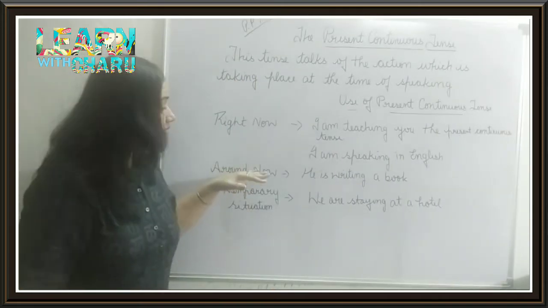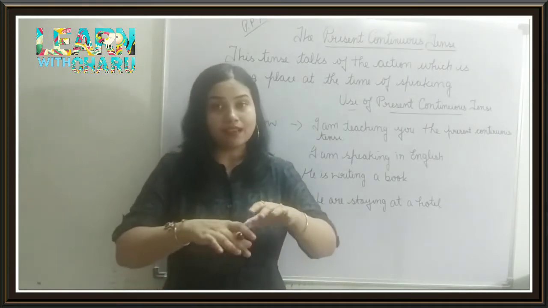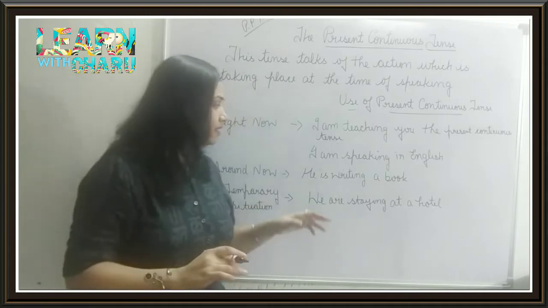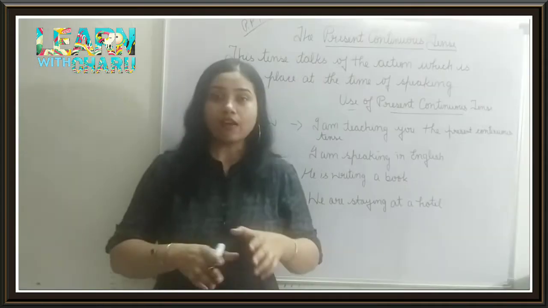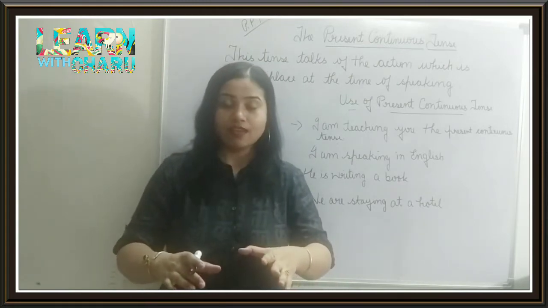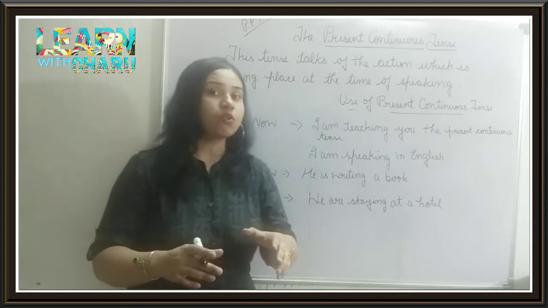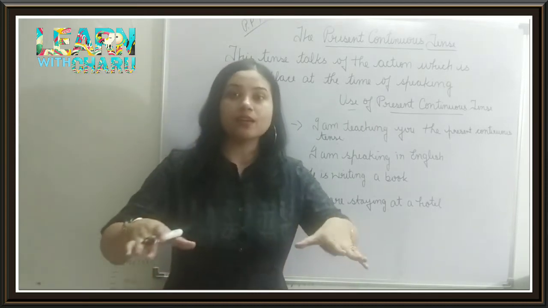Situation number 2 is around now. Okay, when something is happening around. For example, he is writing a book. So around now, the action is going on. The action is in progress. Okay, progressive. I told you we can also call it present progressive tense. The action is in progress, that he is writing a book.